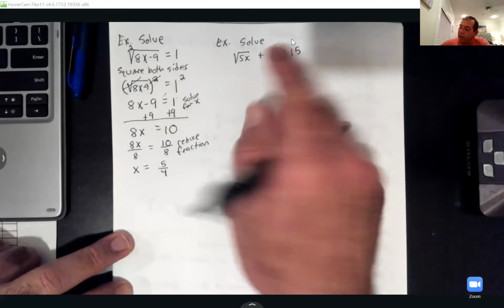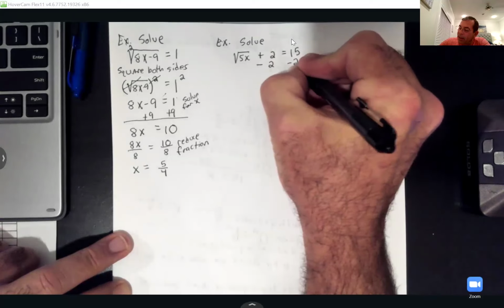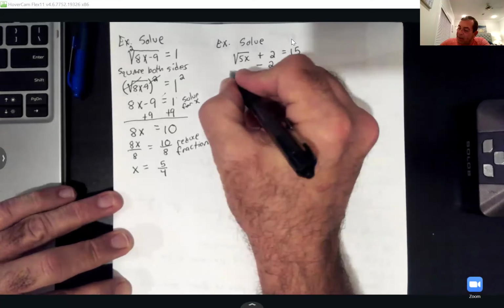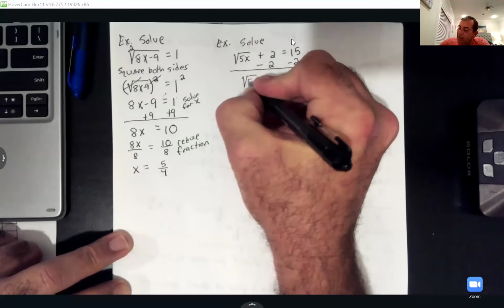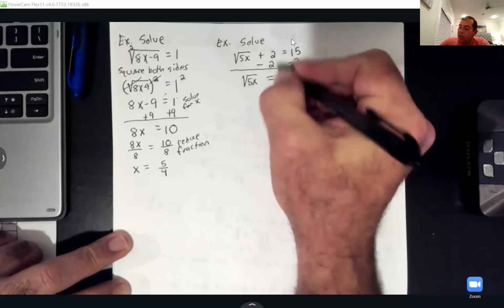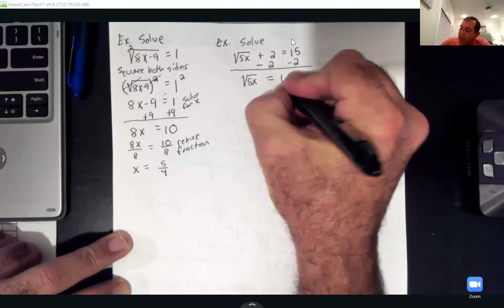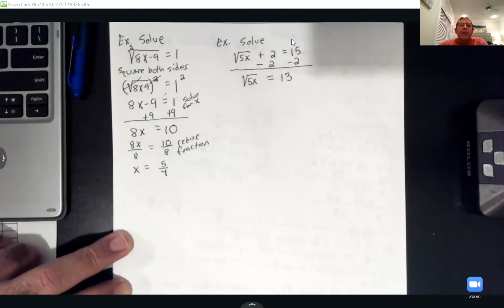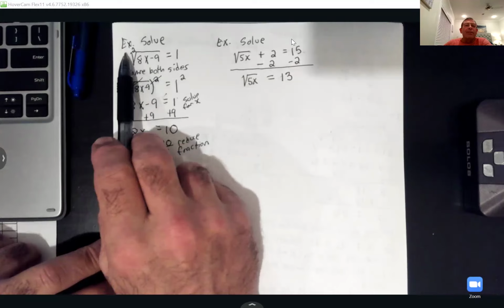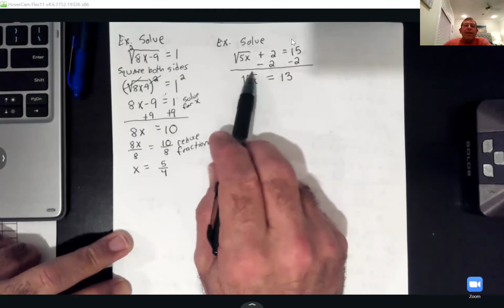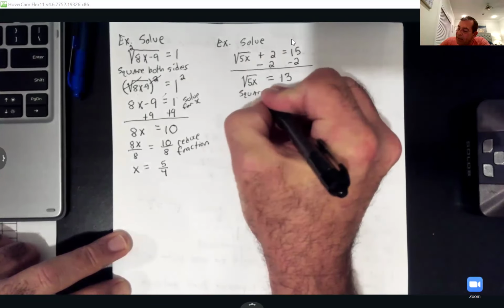So we need to move the 2. So come in and subtract 2 from both sides. That'll give us our square root of 5x. Those 2's cancel. And then what do we got? 15 minus 2 gives us 13. So now we're like this. This radical is by itself. So we're going to square both sides.